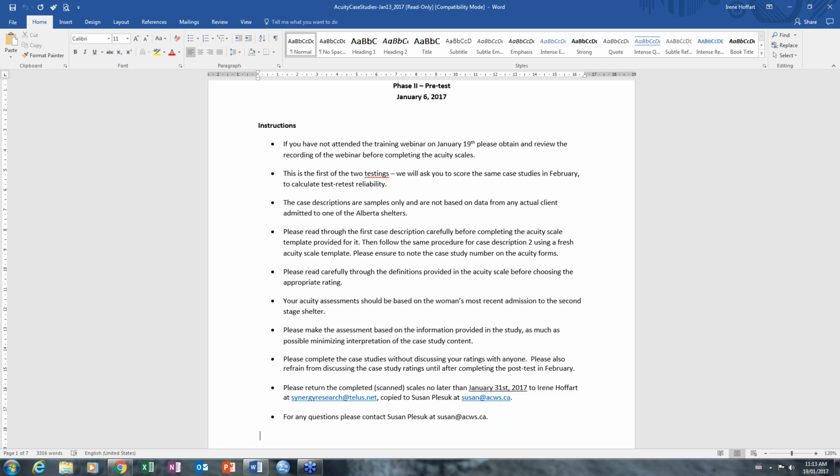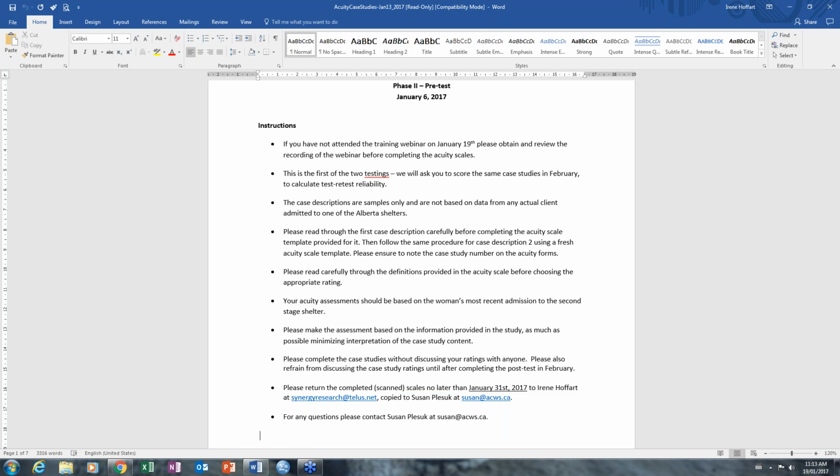Another thing to remember, your acuity assessment is going to be based on the woman's most recent admission to the second stage shelter, so not where she was in the emergency shelter or at some other admission. And that's very clear in the case study.